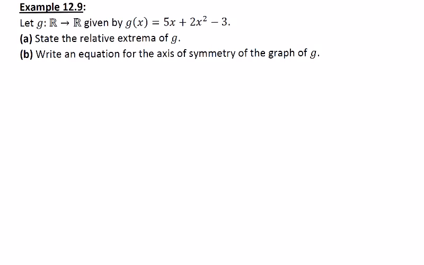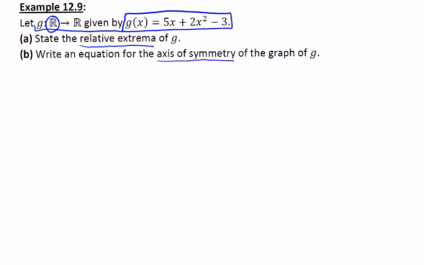In example 12.9, we are given a function named g. g has the equation g of x equals 5x plus 2x squared minus 3 with the domain of all real numbers. And this question is similar to example 12.7 and 12.8, except it's not asking us to graph and go through all the different steps of the full analysis. Instead, it just wants the relative extrema and the equation for the axis of symmetry.